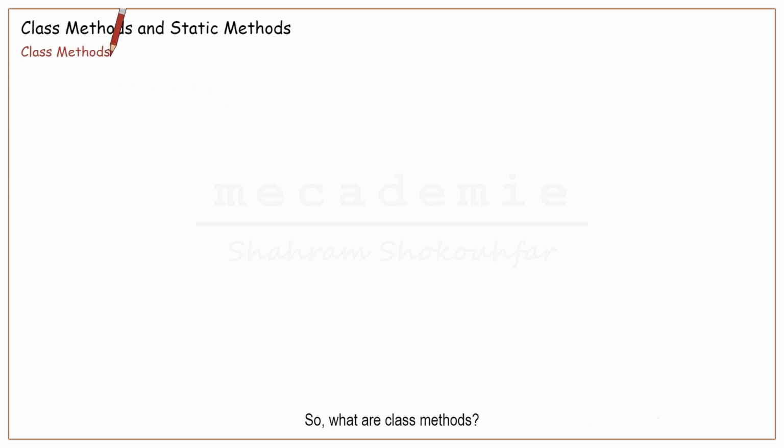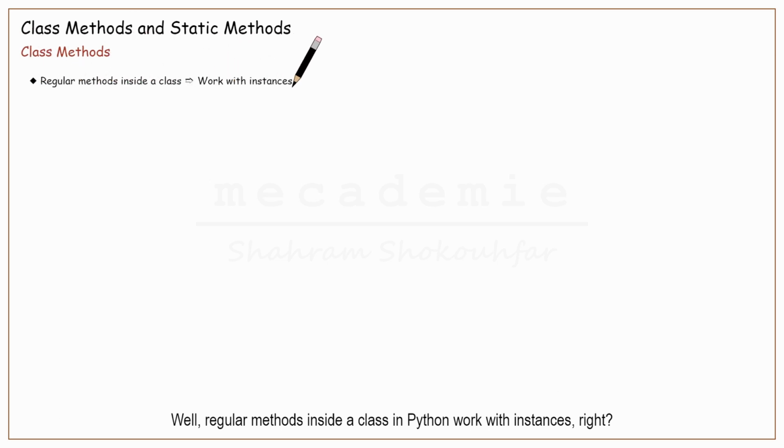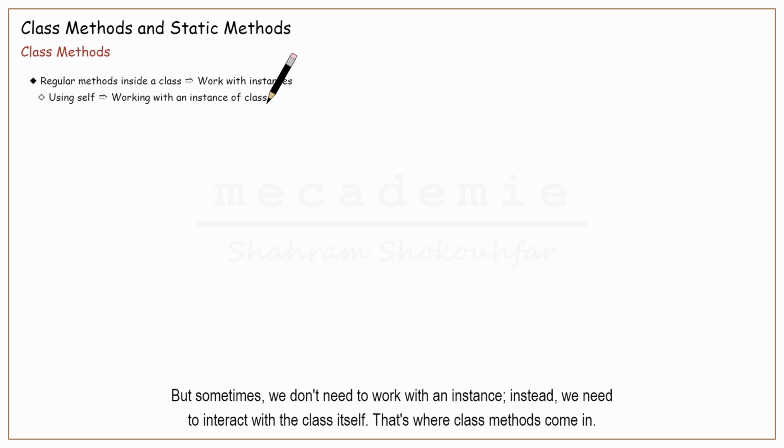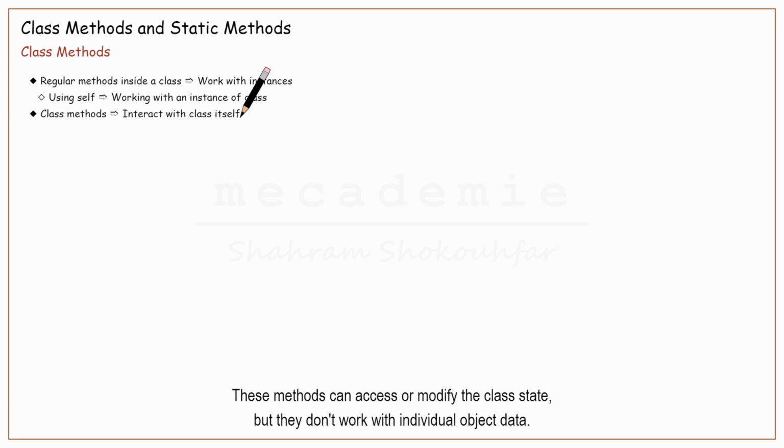So what are class methods? Well, regular methods inside a class in Python work with instances, right? When we define a method and use self, we're working with an instance of that class. But sometimes we don't need to work with an instance. Instead, we need to interact with the class itself. That's where class methods come in. These methods can access or modify the class state, but they don't work with individual object data.